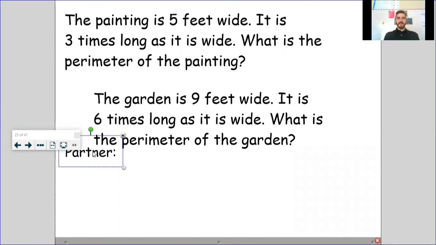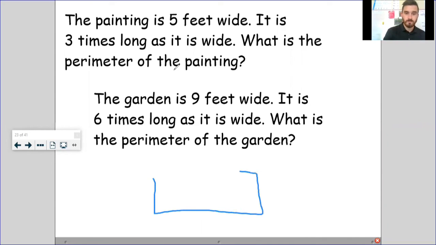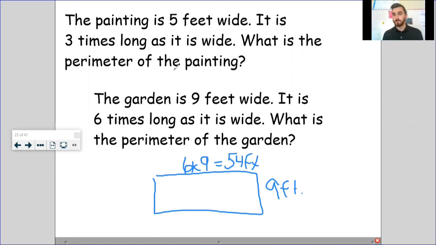It says the garden is 9 feet wide. It is 6 times as long as it is wide. What is the perimeter of the garden? Again, you're finding the perimeter, but now it's just a matter of having your shape and putting the right labels. So if you did this correctly, here's your garden. You know for a fact it's 9 feet wide. It's not 6 feet long. It's 6 times as long as it is wide. Well, if it's 9 feet wide, you'd have to do 6 times 9 to get 54 feet long.